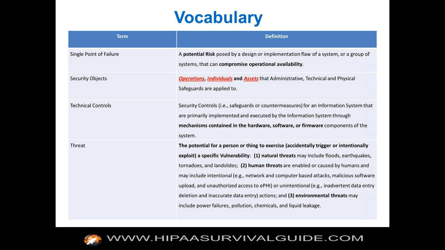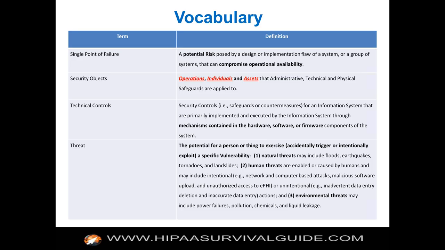What are security objects? Well, there are three things. There are the operations. By operations, we mean workflows: clinical workflows, financial workflows, billing workflows, etc., that have to do with EPHI. Individuals, your workforce that touches PHI, and assets. We talked about assets: devices, PCs, servers, networks, etc. Okay? Operations, individuals, and assets are the objects that safeguards are applied to. That's why these three things are important. You apply safeguards and you reduce risk related to operations, risk related to individuals, and risk related to assets.